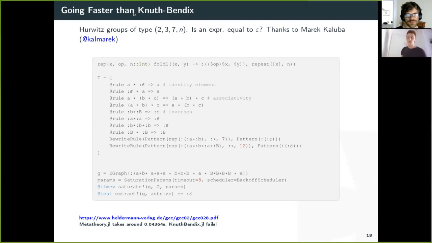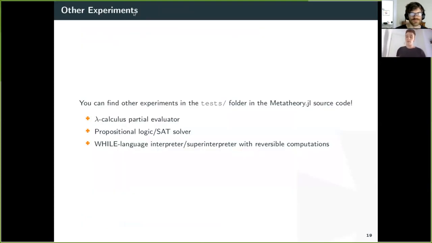So some other examples that we have with Metatheory.jl, you can find them in the test folder. We have some example of partial evaluation of lambda calculus. We have propositional logic solving because term rewriting is Turing complete. And since term rewriting is Turing complete, we also have an interpreter of an imperative language, a simple example toy language. We have also developed a super interpreter.